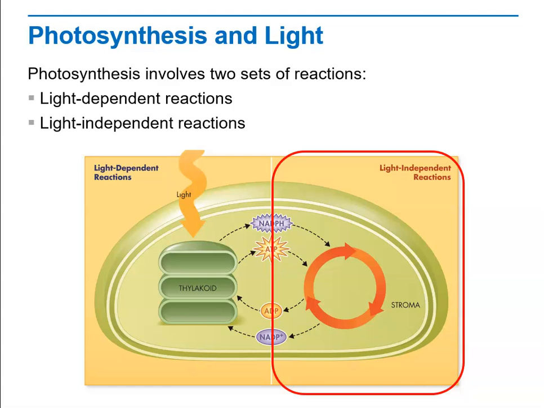So in the light-dependent reaction, we produce NADPH and ATP. Both of those are used to produce high-energy sugars in the light-independent reaction.